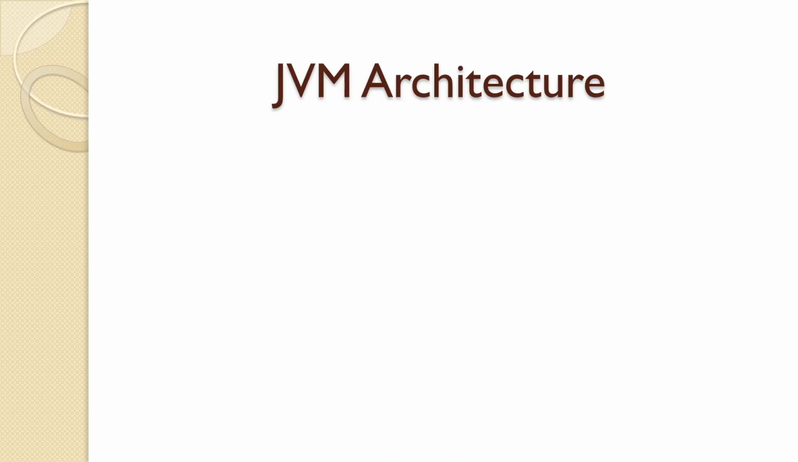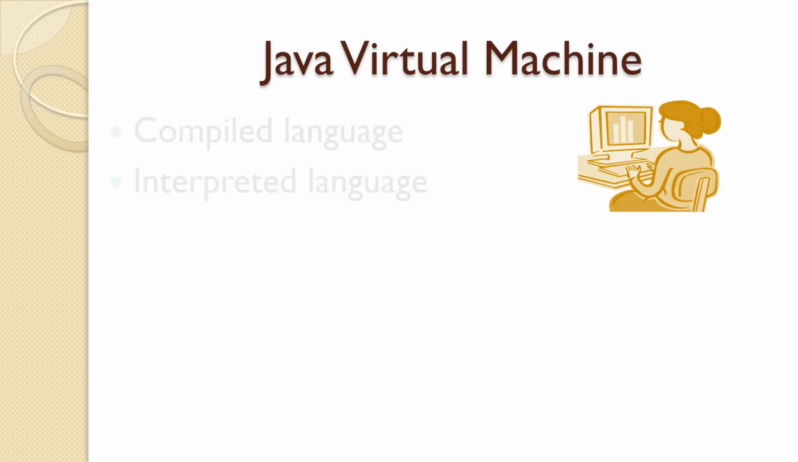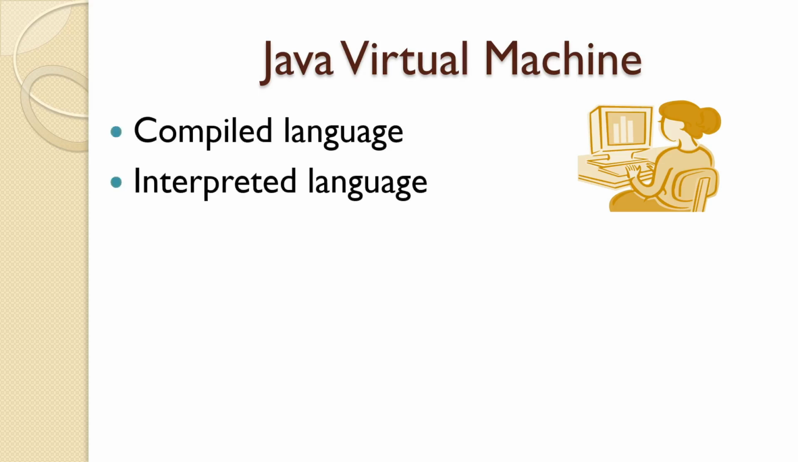Today we will discuss the JVM architecture. We will see how our .class file will be processed under the JVM, that is, the Java Virtual Machine. Let's start. There are two machine-specific languages called a compiled language and an interpreted language.